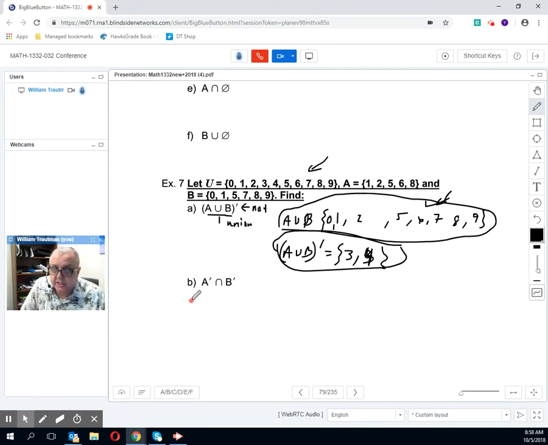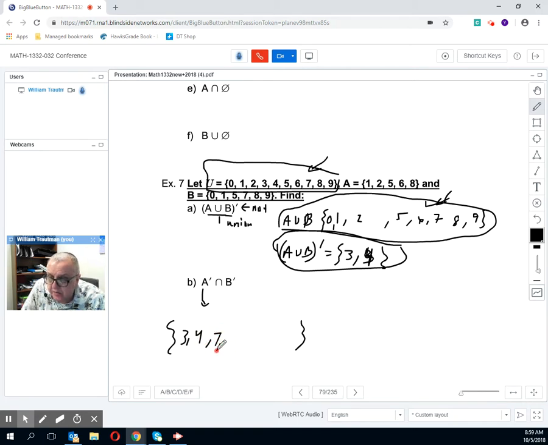Here's example 7. First, we want to find not A. So we're going to write the set of numbers that are not in A. They're in the universe, but they're not in A. A is 1, 2, 5, 6, 8. The numbers in the universe that are not in A are 3 and 4. 3 and 4 are not in A. 7 is not in A. And 9 is not in A.